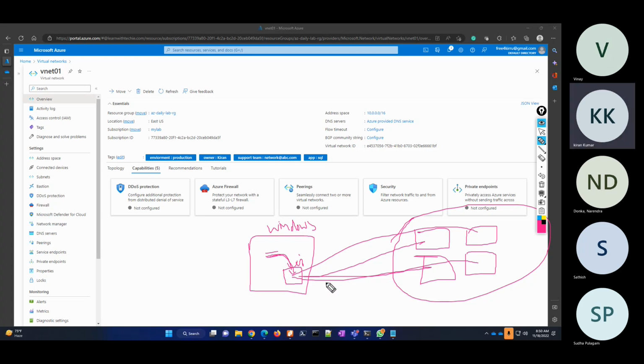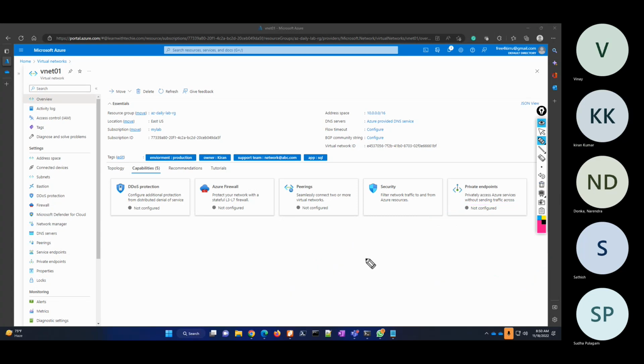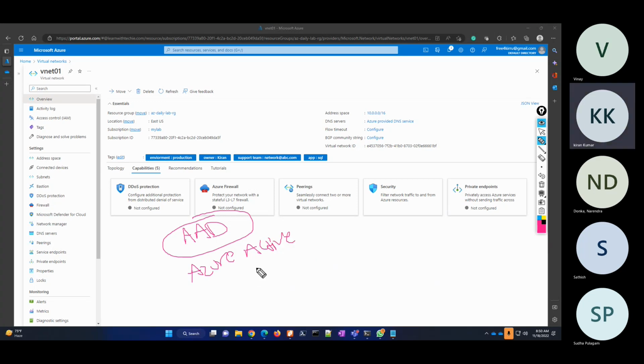But on the Azure platform, how is it possible? How do we provide the access? Here it is the same, guys. In the Azure platform, we have Azure Active Directory. We call it AAD, the shortcut form of Azure Active Directory.